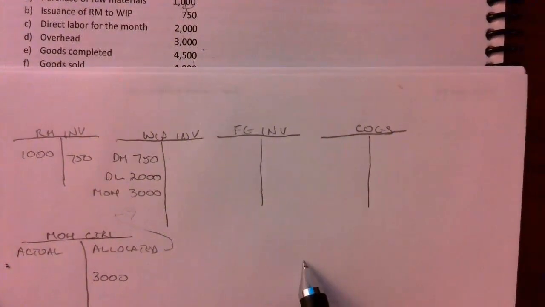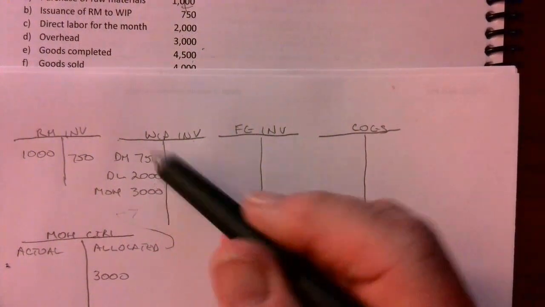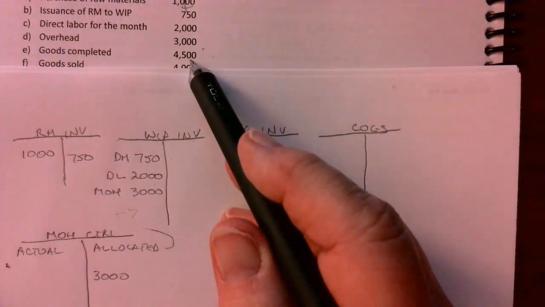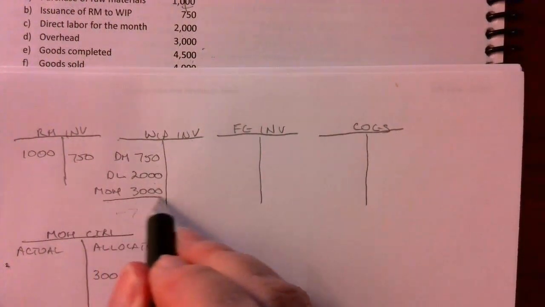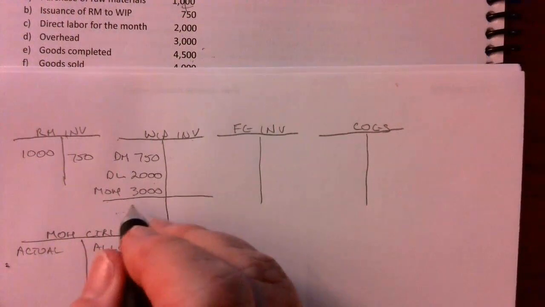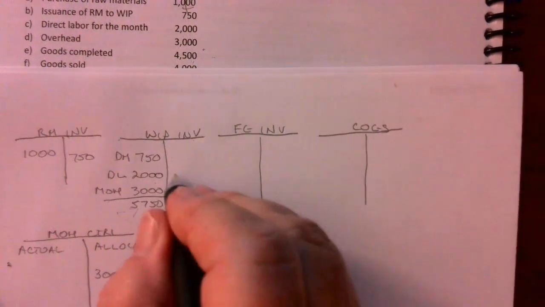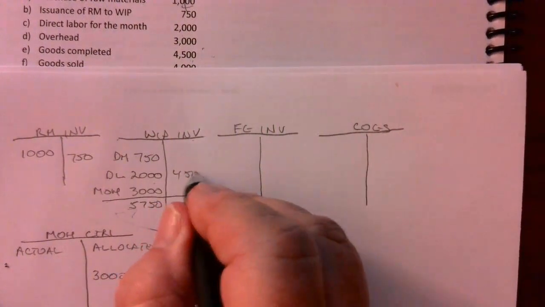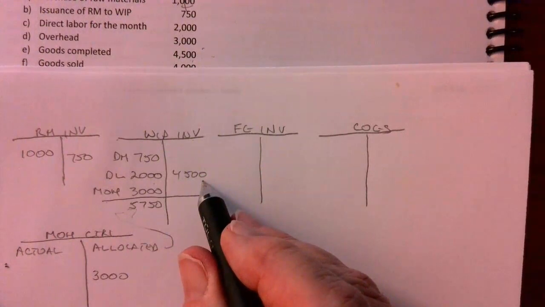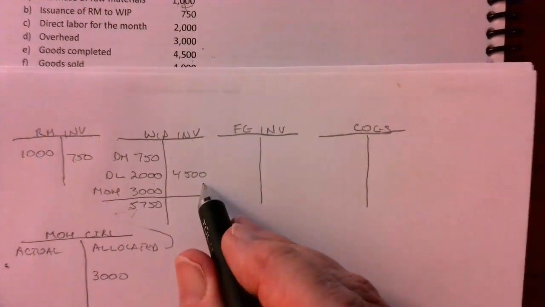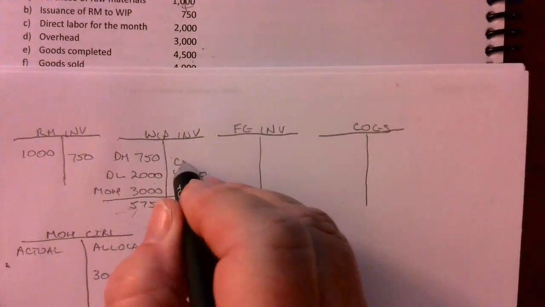The next thing they tell us, and we've got all our three parts here in work in process inventory, goods completed are 4,500. So I've got total debits here of 5,750, and 4,500 is completed. And I would ask you, tell me what that 4,500 is. What does that represent? Do you remember what that's called? This would be your cost of goods manufactured.